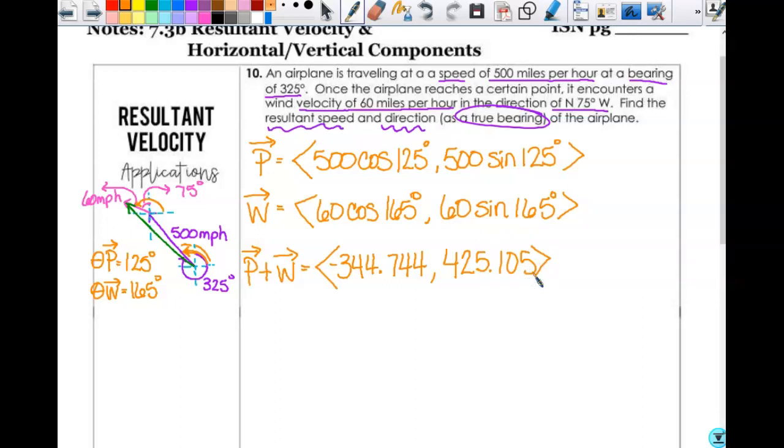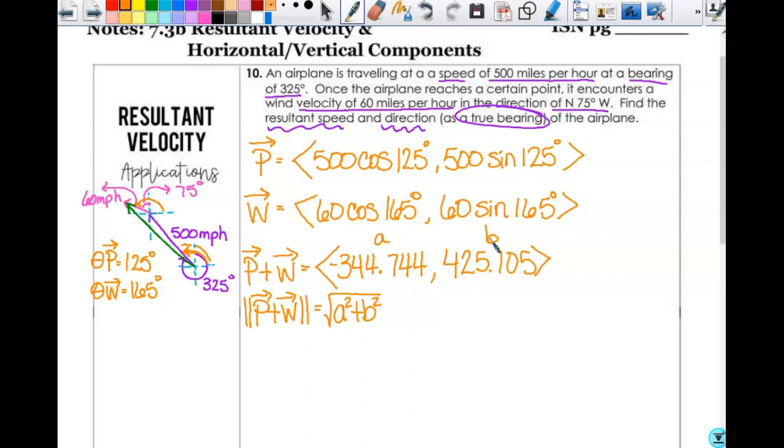So there is my resultant vector, but I want the resultant speed. That means I need the magnitude of that vector. So I'm going to need the magnitude of vector P plus vector W. So we know that this is the square root of a squared plus b squared, this being my a, this being the b.